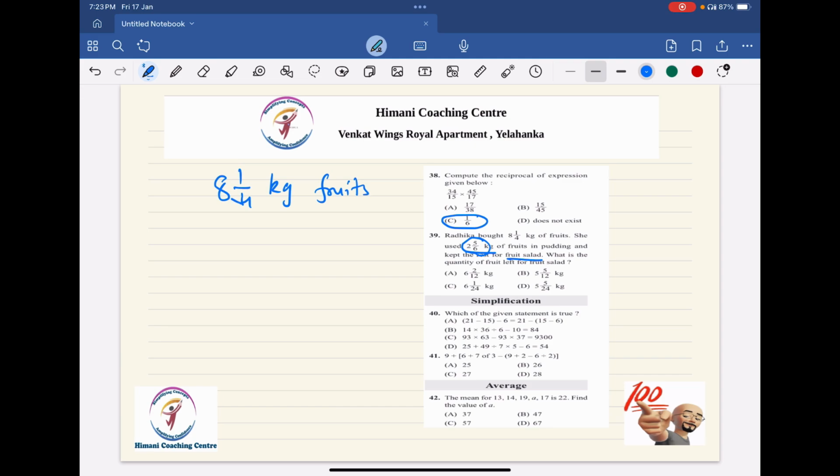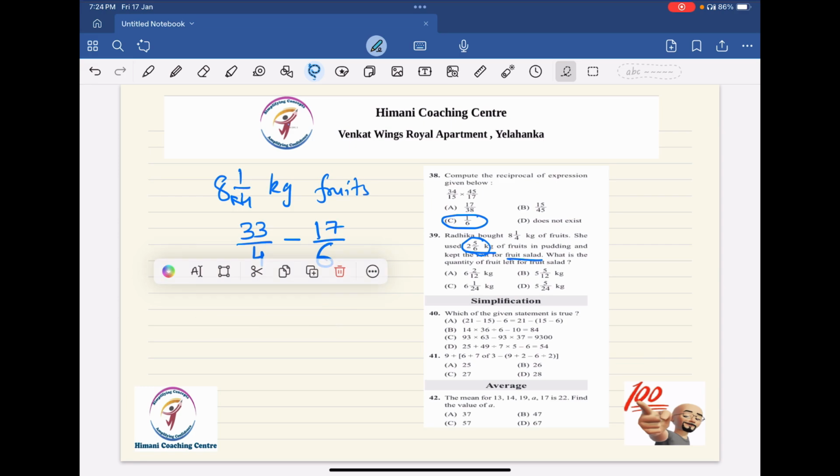What will we do? 4 times 8 is 32. 32 plus 1 is 33. So she has bought 33 by 4 kg of fruit. Now let us find, 2 5 by 6 is a mixed fraction. So 6 twos are 12, 12 plus 5, so 17 by 6 kg of fruit she has used for pudding. So the question is how much is left for the salad? So from the total kg of fruit, we are subtracting the one which she has already used. Now what is the LCM of 4 and 6?